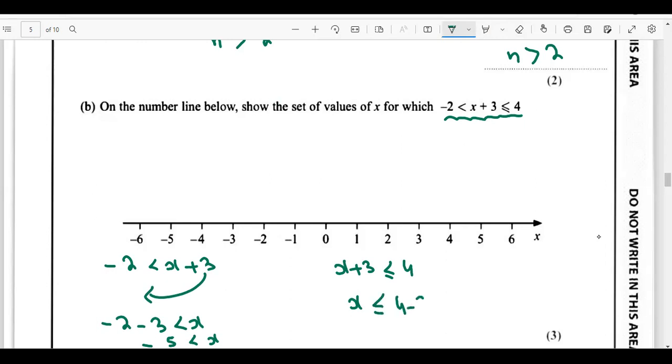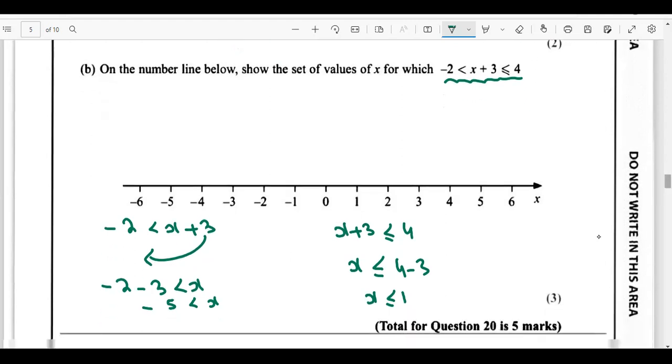So 4 minus 3. So x is less than or equal to 1. Now, we need to talk about how to show these values on the number line. So the first inequality gave me x is greater than minus 5. It is not equal to minus 5. It is greater than minus 5 and it is less than or equal to 1.